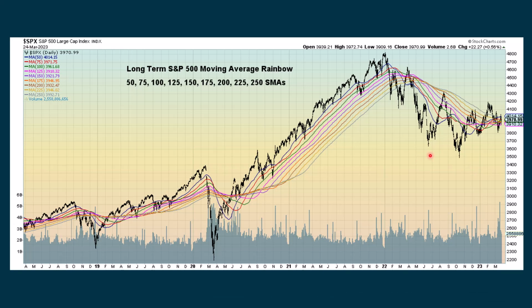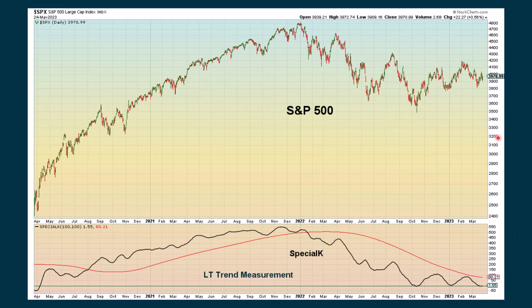Here's a long-term rainbow going from 50 all the way up to 250 periods. Again, we're just seeing pretty much of a jumbled mess. The Special K is a long-term trend oscillator. We're still negative and trying to turn back up, but we are underneath this moving average. So the longer-term trend has been negative since the beginning of 2022.